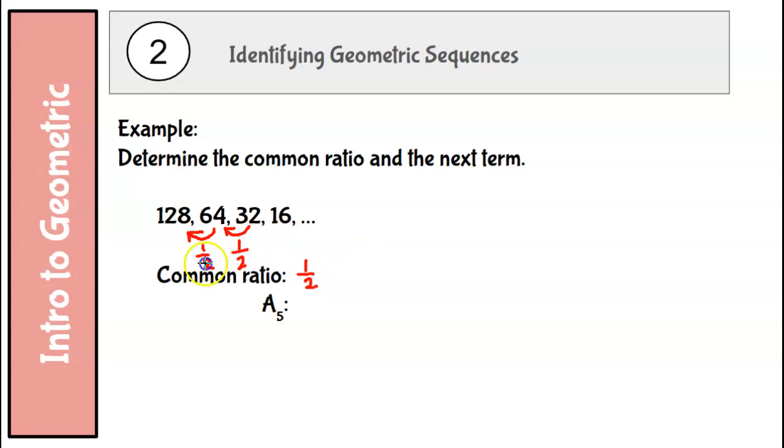So you divide this direction to figure out what your common ratio is. And then to find the fifth term of the sequence, you multiply. 128 times a half is 64, 64 times a half is 32, 32 times a half is 16, and 16 times a half is 8. So the fifth term of the sequence is 8.